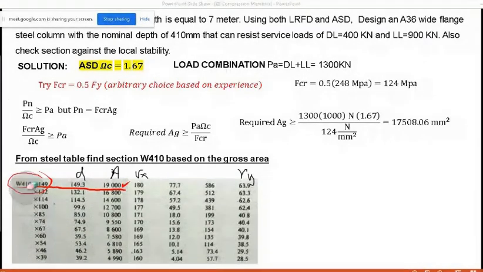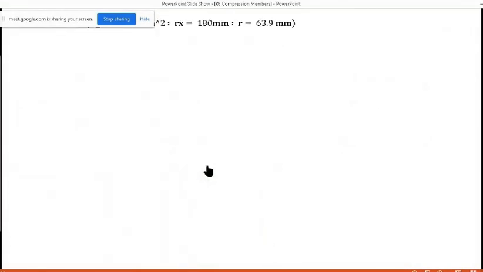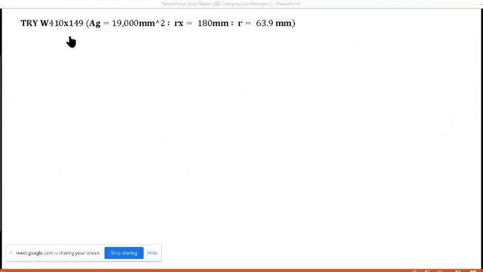So kukunin natin yung section, kukunin din natin yung properties. So we need to try 410 by 149. Okay? So yung area natin dyan is 19,000. Yung Rx natin is 180 and yung Ry natin is 63.9. That is all the properties of that section. Okay. Meron na tayong radius of gyration, meron na tayong area gross.